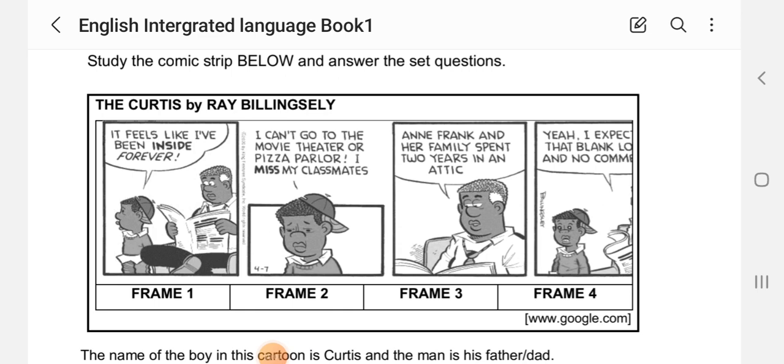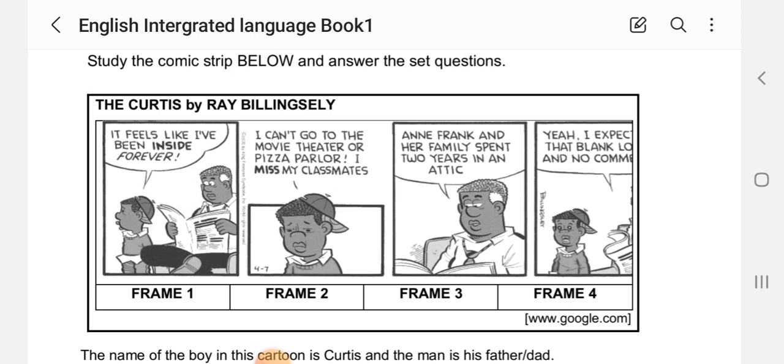It feels like I've been inside forever. This looks like a child. Is it a child? No, not a child. He's probably a teenage boy or whatever. You can tell by the way he's wearing his cap. And then it's a father reading a newspaper in frame 1. It feels like I've been inside forever, that is what the boy is saying. Frame 2 says, I can't go to the movie theater or pizza parlor. I miss my classmates. He looks sad.